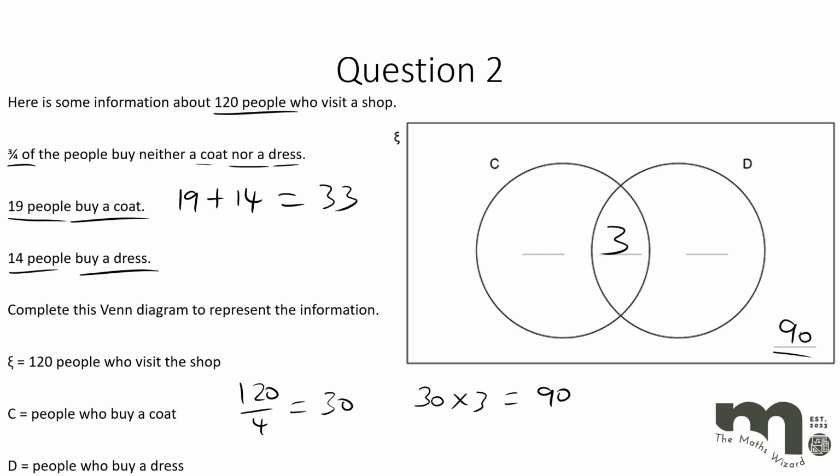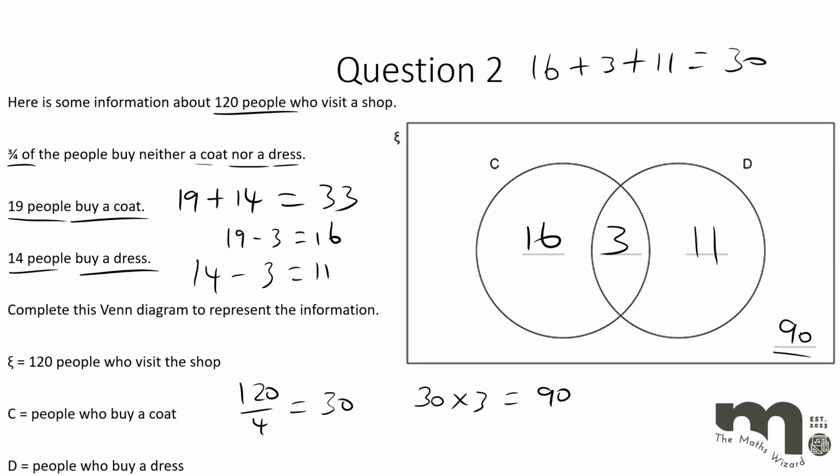So now we need to try and make sure that this coat circle adds up to 19. So if we then do 19, take away 3, that will give us 16. So now our circle for coats adds up to 19. Then 14 take away 3 will give us 11. So those 11 people plus those 3 people adds up to the 14 people that buy a dress. So now we can see if we add 16 and 3 and 11 together, that does make 30. And if we add that to the 90 on the outside of our circle, that does make 120.